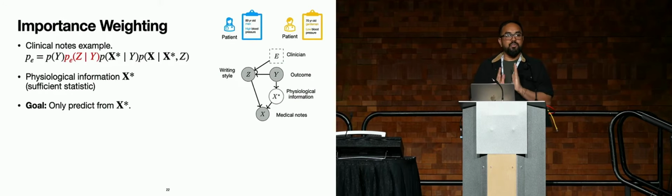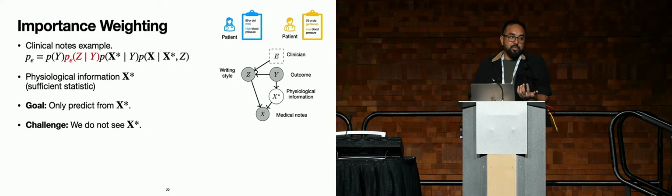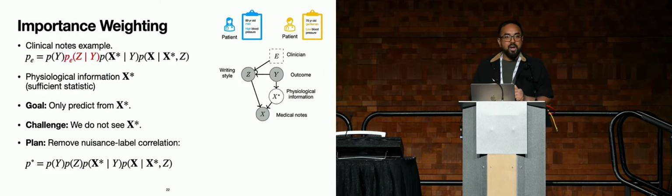All right. So if I told you that the physiological information predicts the label stably across environments, our goal will be to use only that information. But we might not always know how to get this physiological information out of the medical note cleanly. So we do not see X star in our training data. One way we can go around this problem is to say there's only two possible ways X can predict Y. One is through the physiological information. The other is through the nuisance. So let's remove the nuisance label correlation and see whether we can get guarantees.